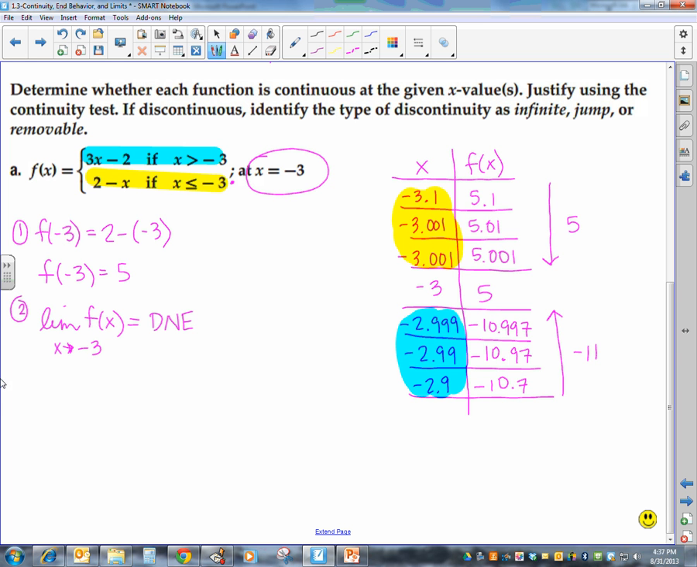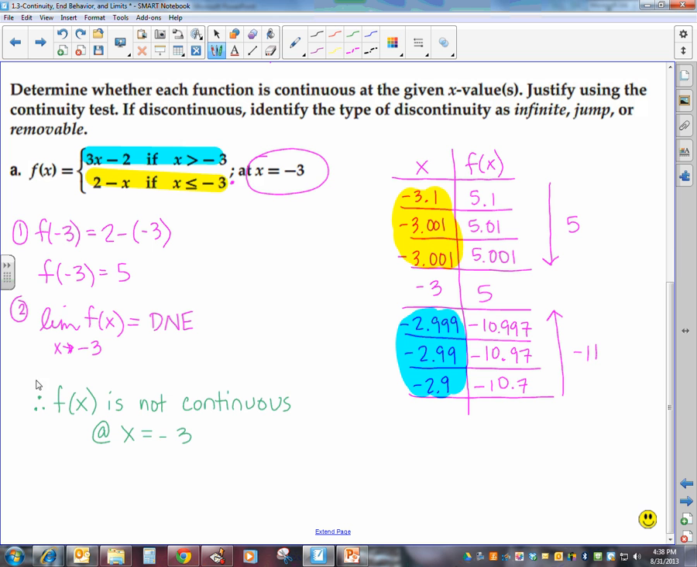Therefore, f of x is not continuous at x equals negative 3.